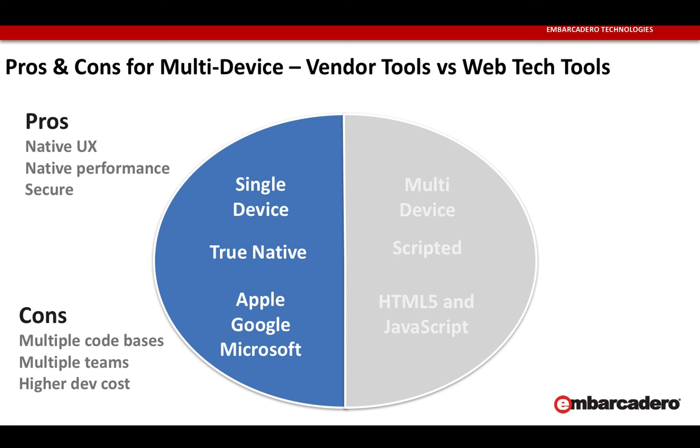The cons, in terms of taking the true native approach, because it is by far the best approach to have, is that you end up with multiple code bases, which means you've got multiple QA cycles, multiple teams to support it, multiple skill sets that you need to keep updated, which means you've got a much higher development team cost just to be able to produce the same thing on iOS and Android, for example.